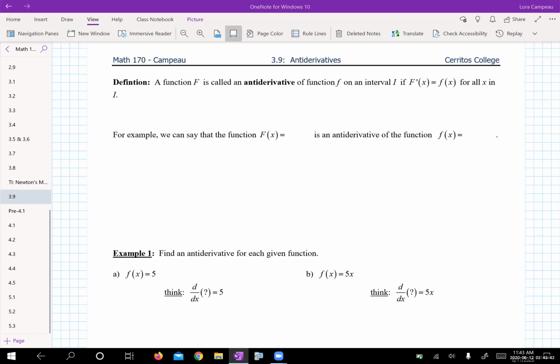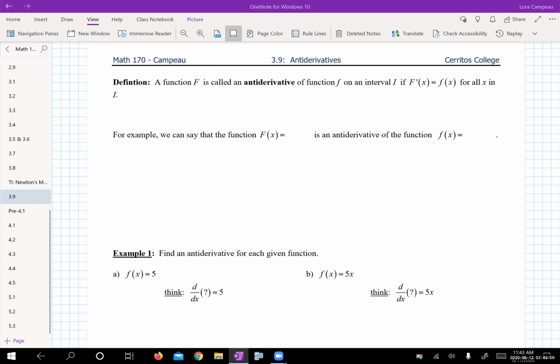Okay, Math 170. We are looking at 3.9 today. Antiderivatives is going to get us in the mood for chapter 4. So let's look at the first idea of what is an antiderivative.